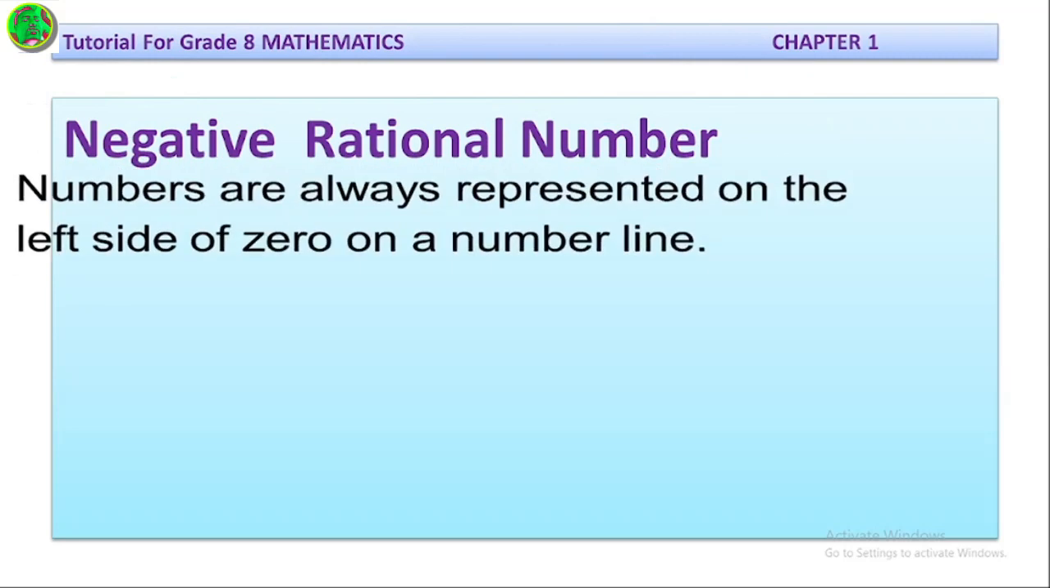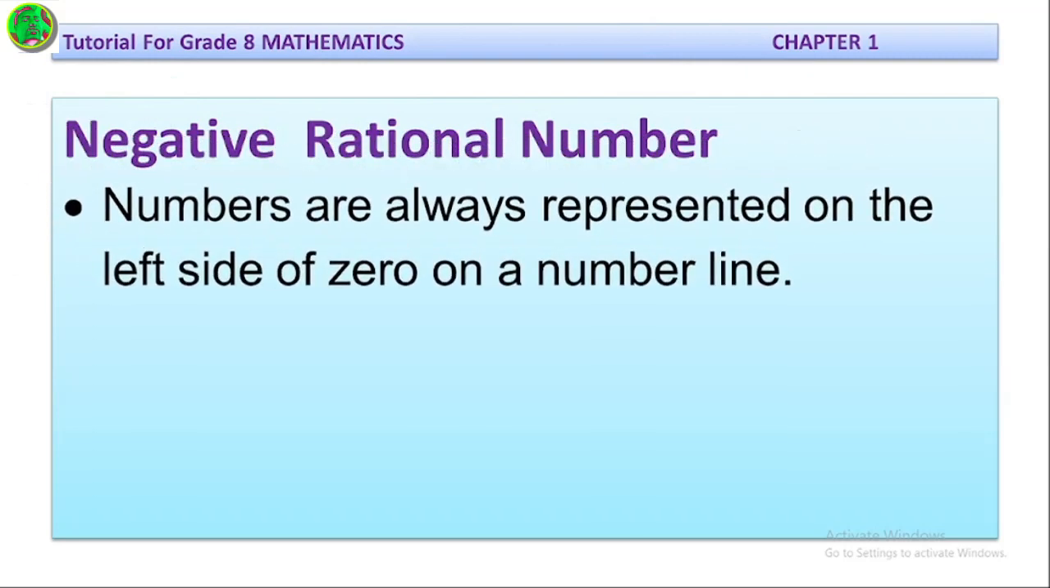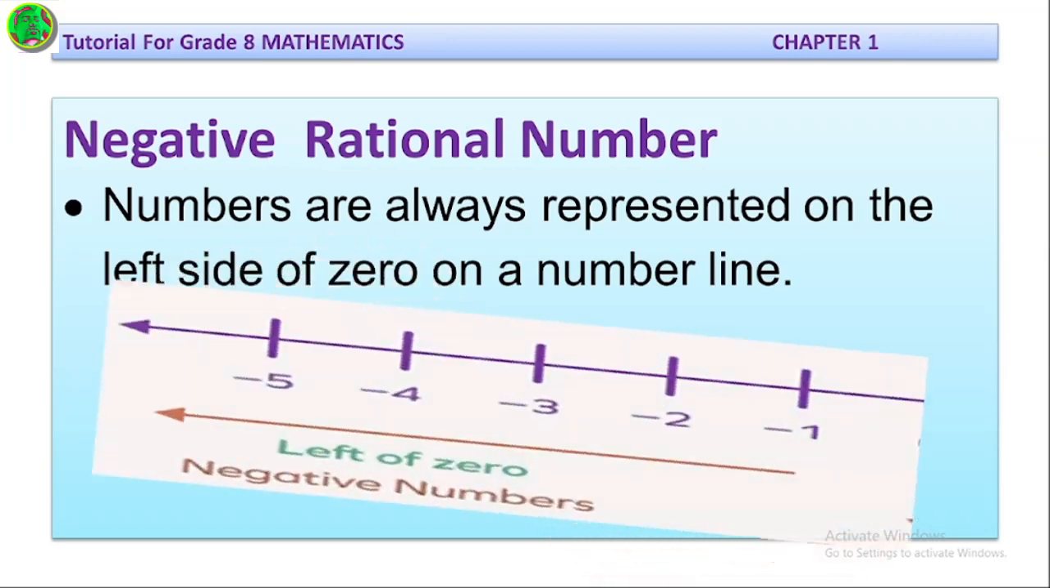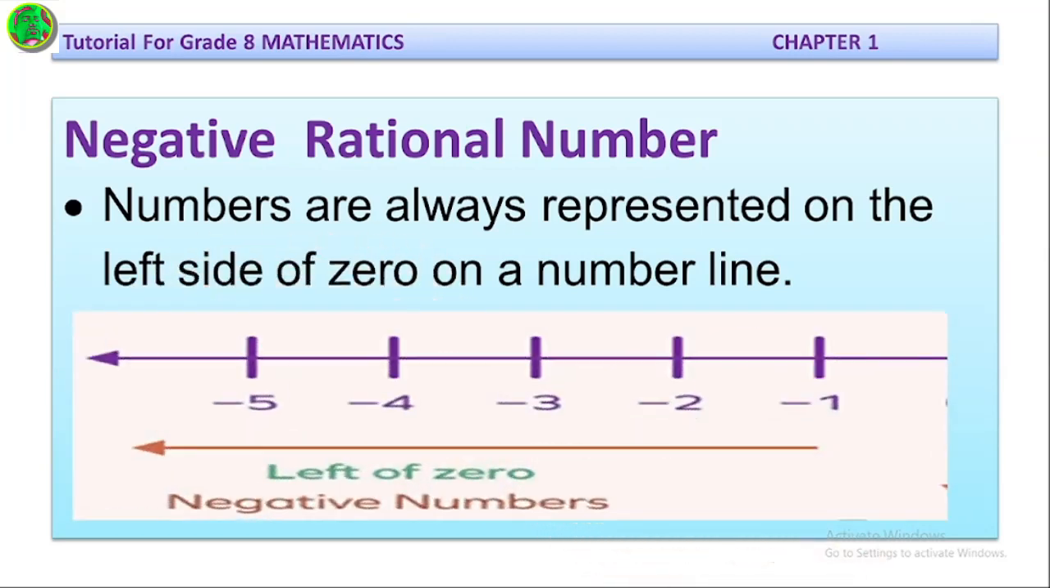And also from zero to the left side we can call them negative rational numbers, which are represented on the number line like this. These are the set of negative rational numbers which are indicated on the left side of zero.